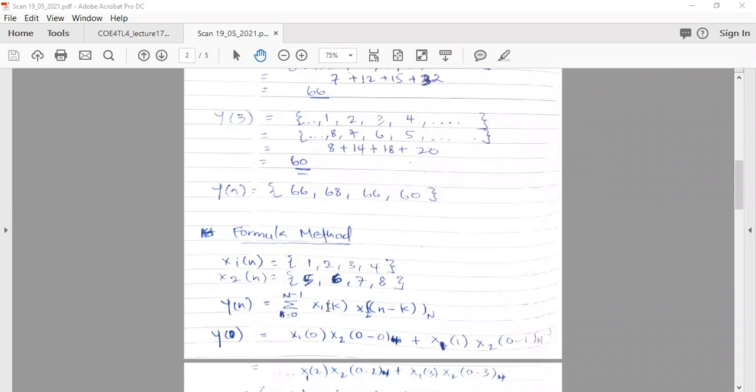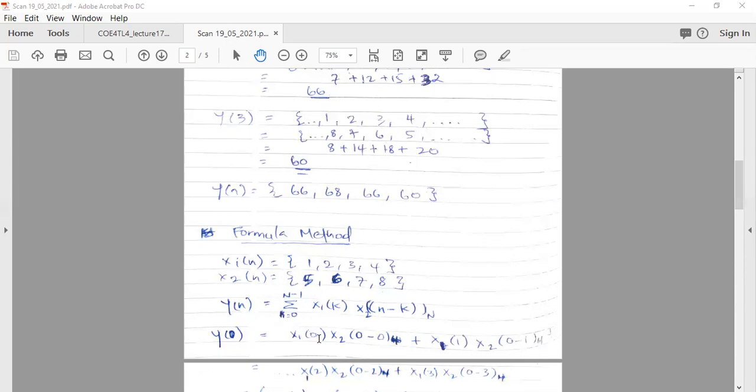Initially, the formula for finding circular convolution is given by this: x1 of k multiplied by x2 of (n minus k) mod N, summation of values from 0 till N minus 1. So if you need to find y of 0, in place of n, you substitute 0. You start from 0, and the summation goes up till N minus 1. So initially you start with k equal to 0.